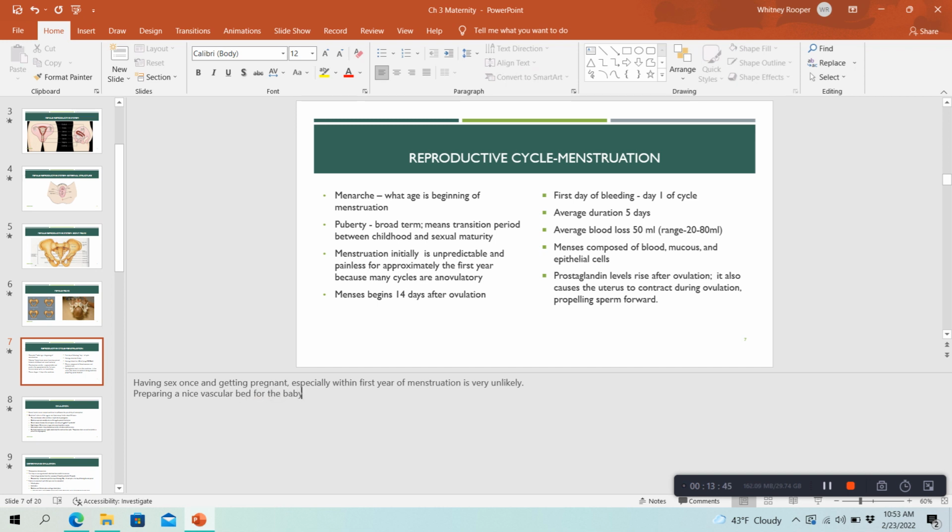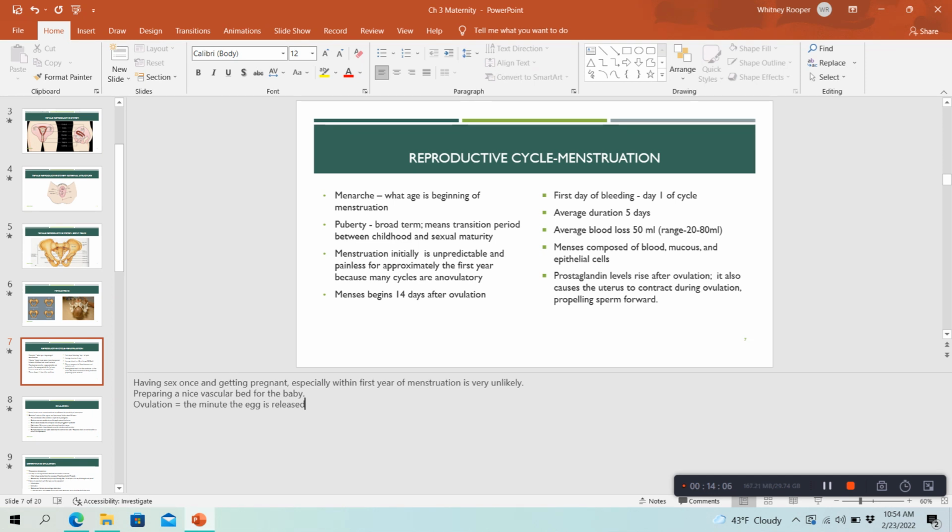Prostaglandin levels rise after ovulation. Ovulation means when the egg is released. So you can ovulate at 8 o'clock in the morning. Whatever minute the egg is released from the ovary, that's ovulation time. Now, we don't always know, obviously, because we can't see inside your body, but ovulation occurs at a moment in time. The minute the egg is released, that is ovulation.